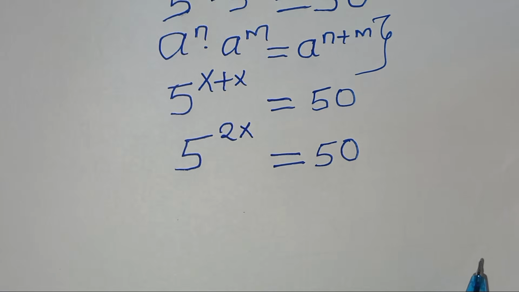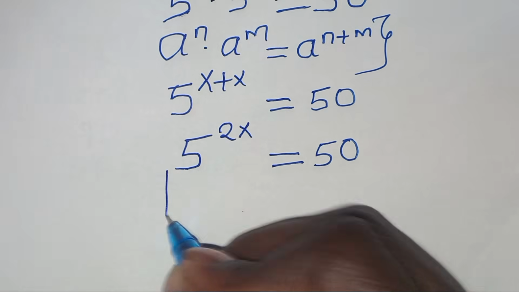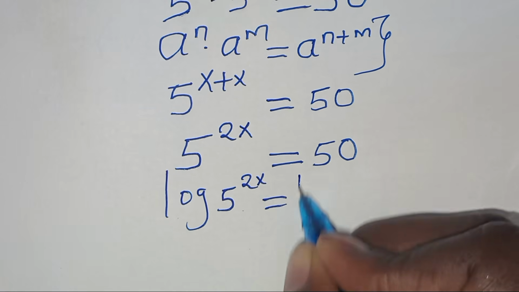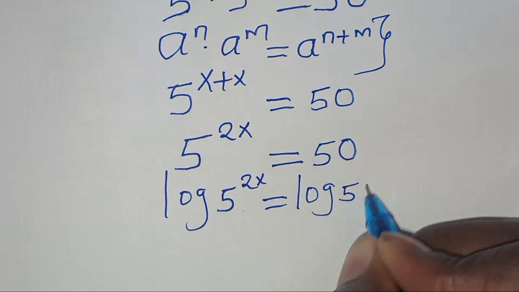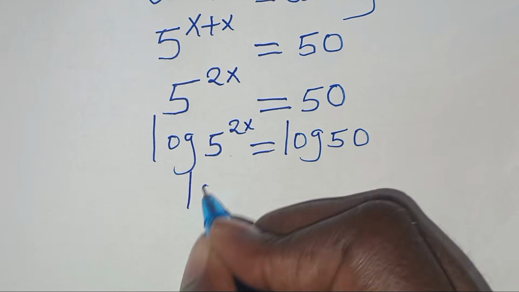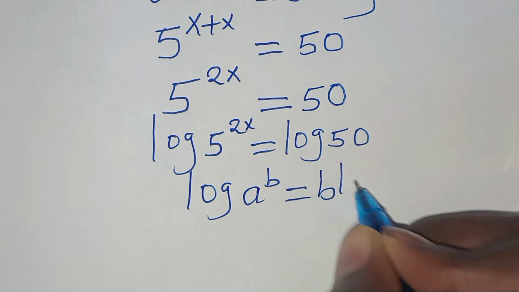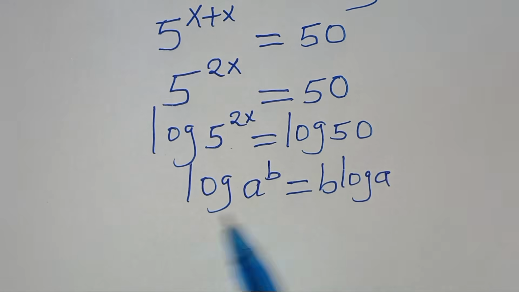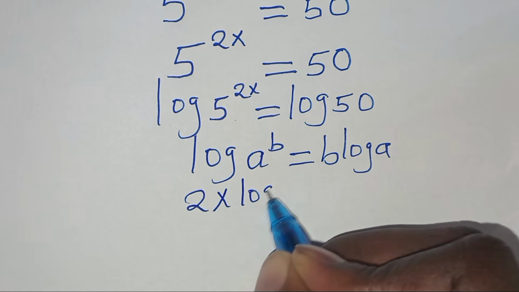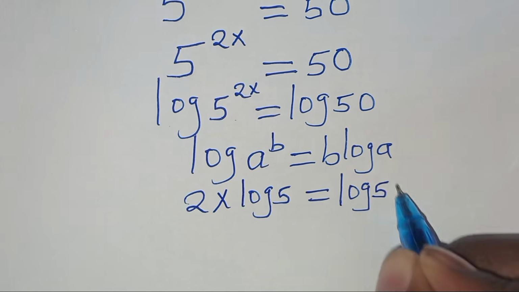To solve for the value of x here, let's introduce logarithm on both sides so that we have log 5 to the power of 2x equal to log 50. Log 5 to the power of 2x is in the form of log a to the power of b, which we can express as b log a. Applying this power log property, log 5 to the power of 2x becomes 2x log 5, equal to log 50.